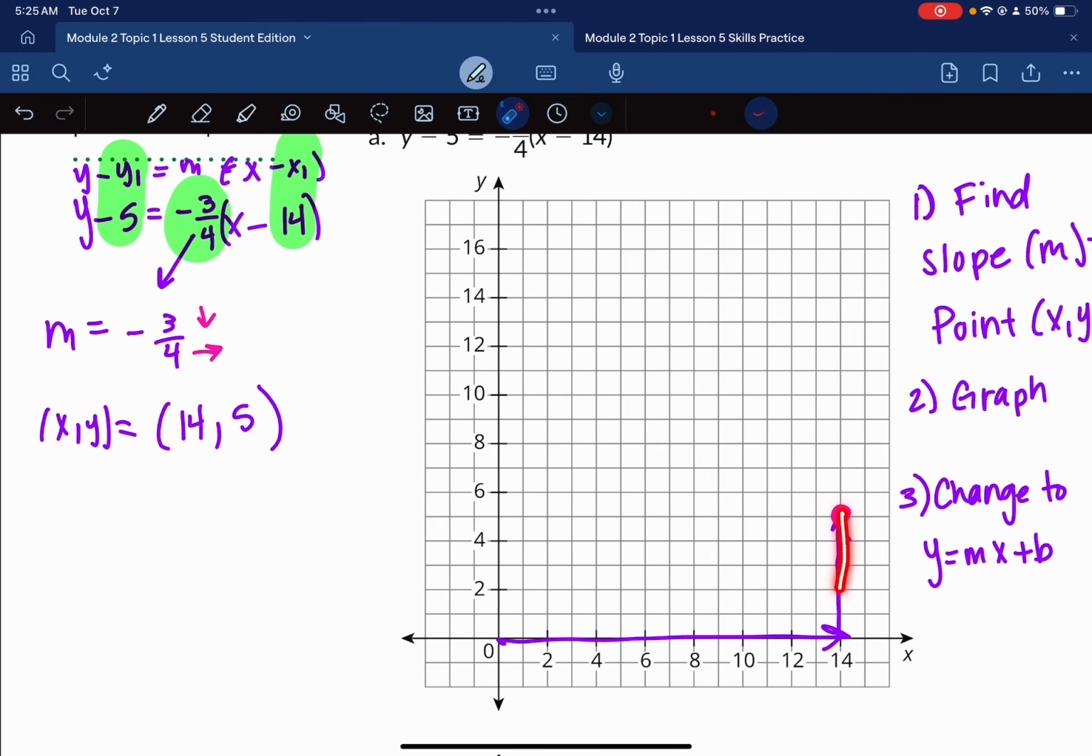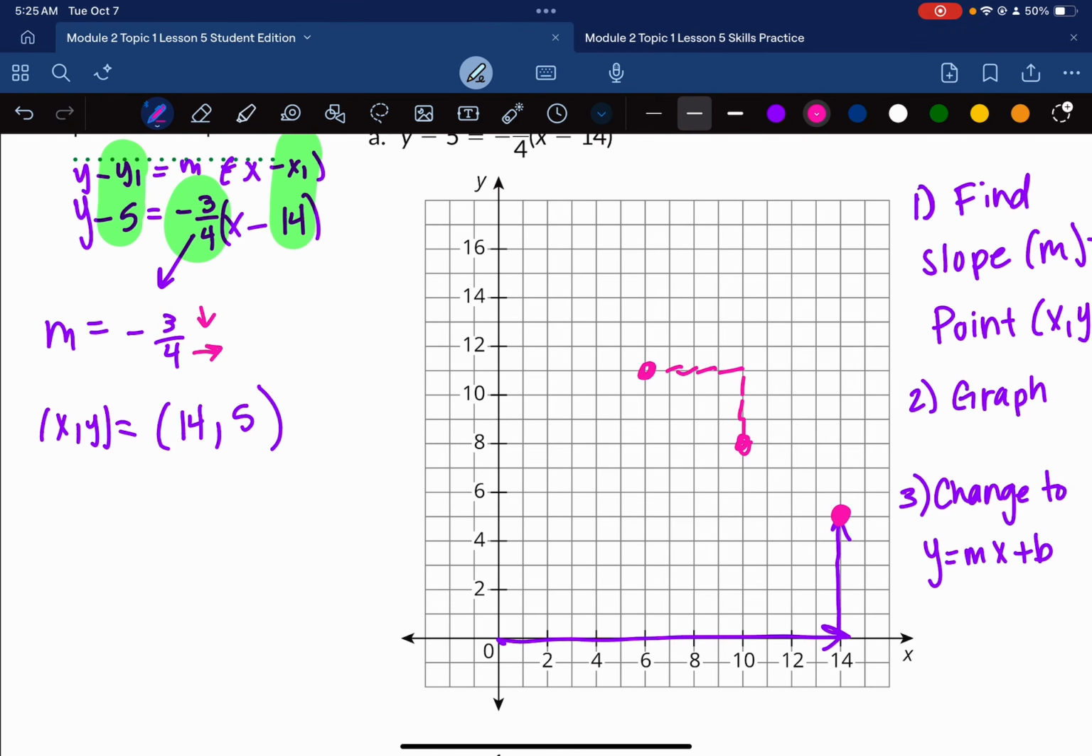So can I go down 3, right 4 here? Nope. So if I can't go down 3, right 4, I'm going to work backwards. I'm going to go up 3. 1, 2, 3, right 4. 1, 2, 3, 4. Bam. Put a point right there. So up 3, 4, bam. We'll do it again. 1, 2, 3, 1, 2, 3, 4, bam.